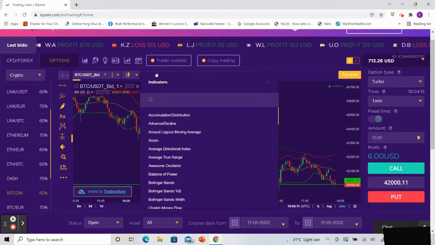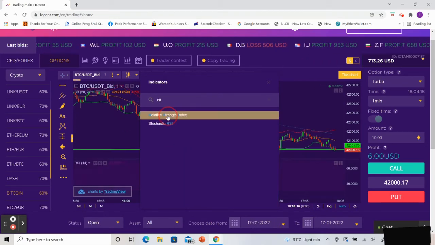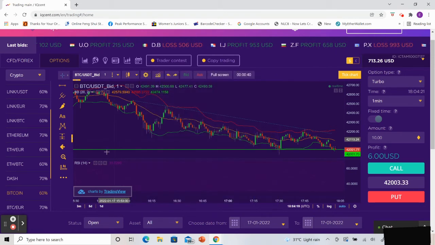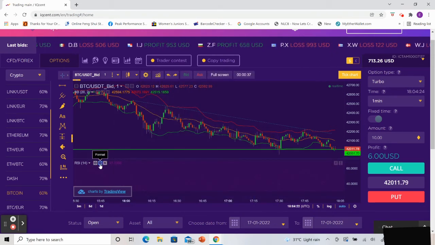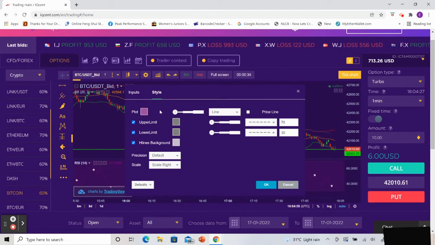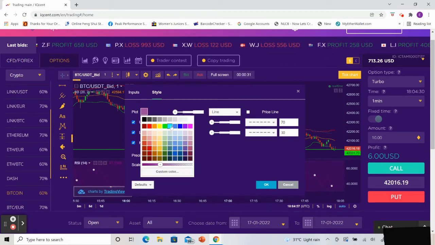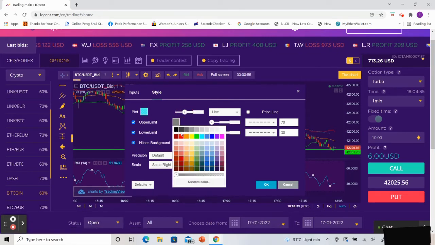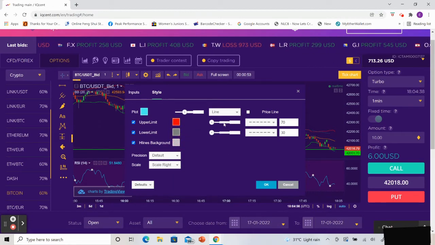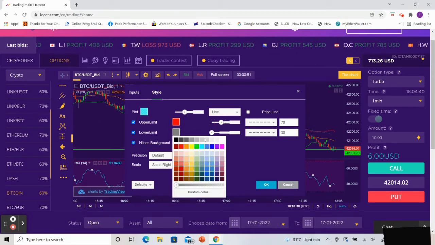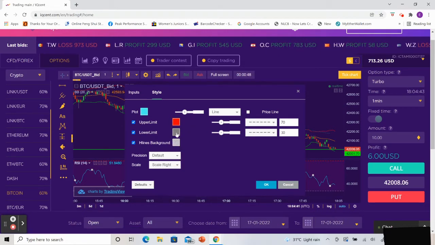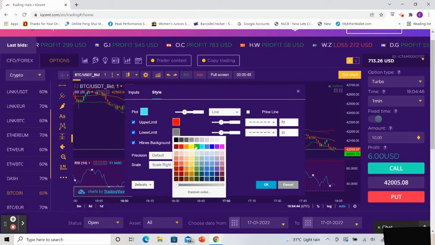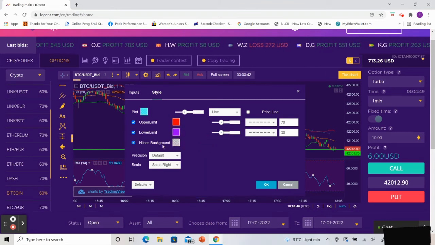Let me just do another one, a common one, which is of course the RSI, right? So relative strength index, right? So it's there. Similarly, I would go to format, the plot line. You can change that color. You can also thicken it. Upper limit, you can change that red. You can also thicken that. Lower limit, you can thicken that, and you can put that maybe blue, right? Purple. You can change the color of the shade. You can also remove the background.